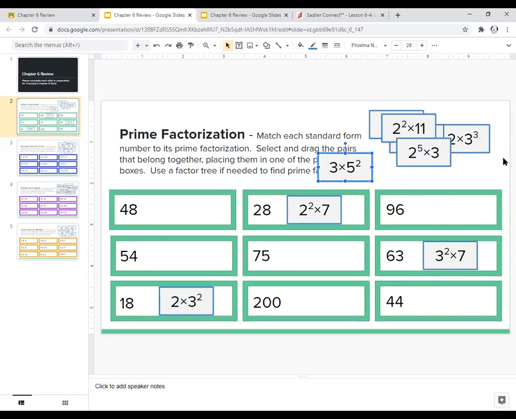Okay. 3 times 5 to the 2nd. Point where you want it, and I'll put it there. Three times 5 to the 2nd power. Feel free to type in the chat box so I can see how you're doing at home. Where does 3 times 5 to the 2nd power belong? 75. Right here. Thank you.